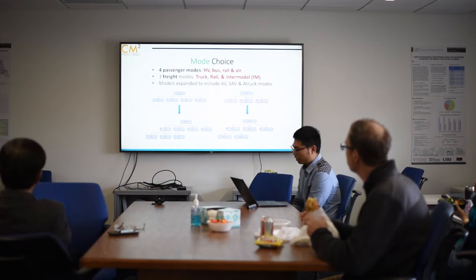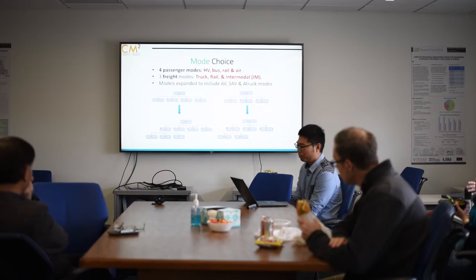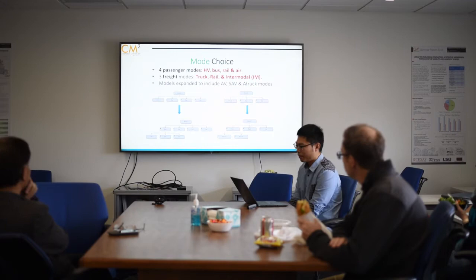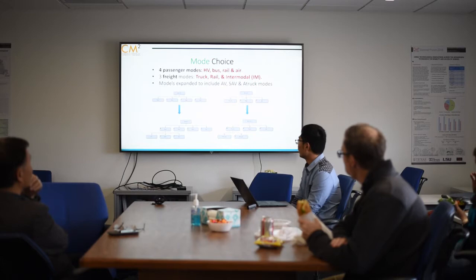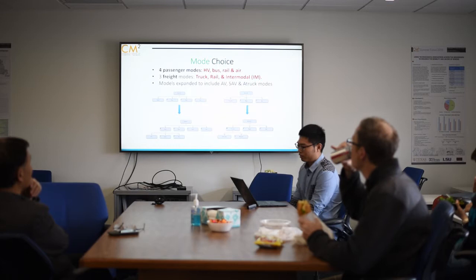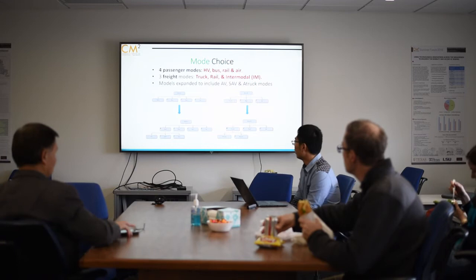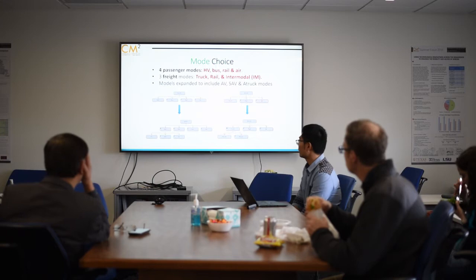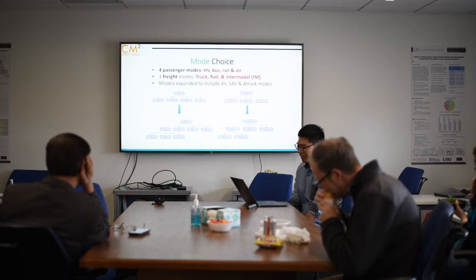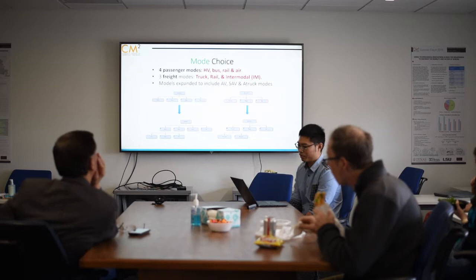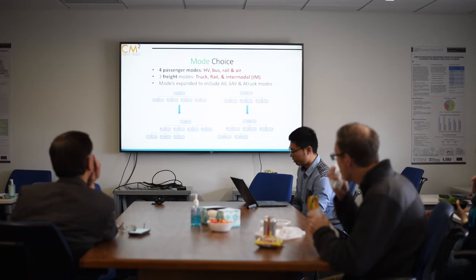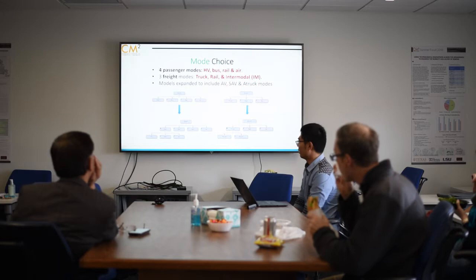And we made a change to the mode choice. We added the new modes nested under the modes we are interested in. We have human-driven vehicles, bus, rail, and air for passenger, and truck, rail, and intermodal for freight. These modes already exist in the statewide analysis model, and the base case parameters were applied directly from that model. We simplified the procedure of the four-step model to build our own, and we adjusted some of the parameters to fit the model and mimic the same pattern from the statewide analysis model.